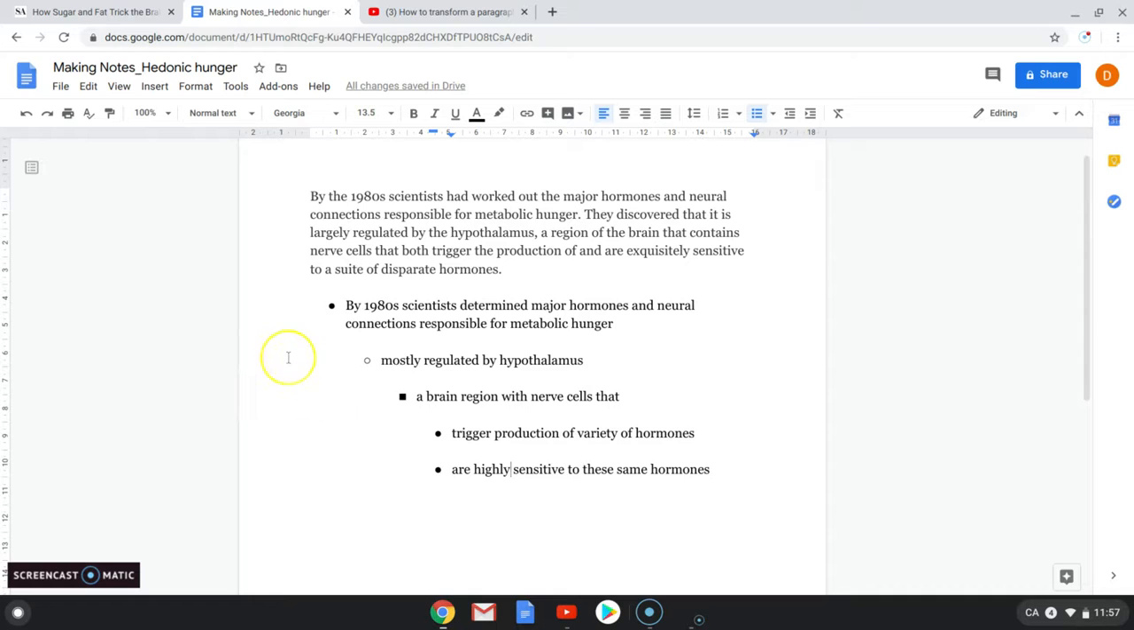So now we have successfully transformed our paragraph, especially that big second sentence, into a nice little package of information that we can more easily speak from. By the 1980s, scientists determined the major hormones and neural connections that are responsible for metabolic hunger. Found out that it's mostly regulated by the hypothalamus. This is a region of the brain that has nerve cells that do 2 things. They trigger the production of a variety of hormones, and they are also highly sensitive to these same hormones. Voila.